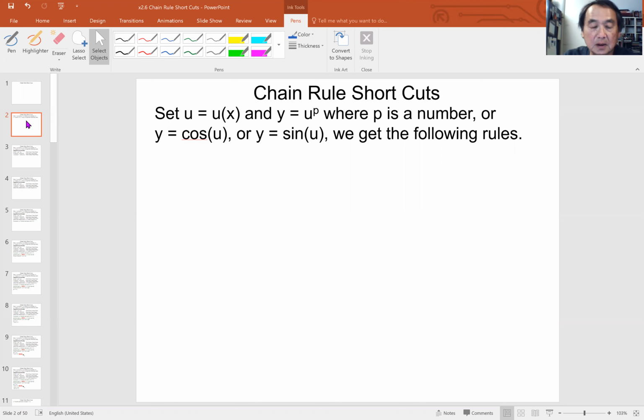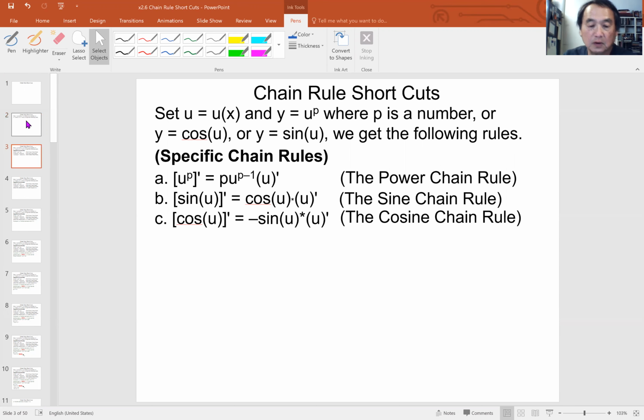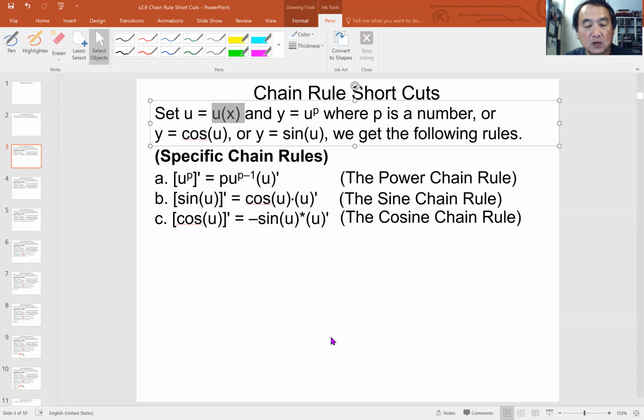Okay, so let's start out with a couple of examples. Here is the power function chain rule and the trig function chain rule. Oh, by the way, everywhere you see the letter u in pretty much the entire PowerPoint, it means some sort of formula in the variable x. u is u of x.